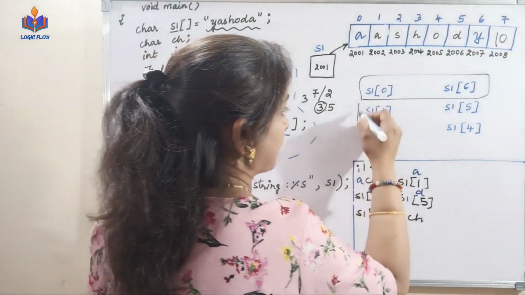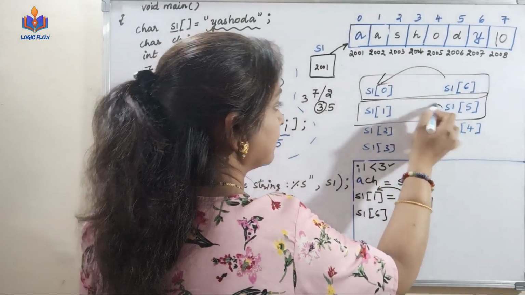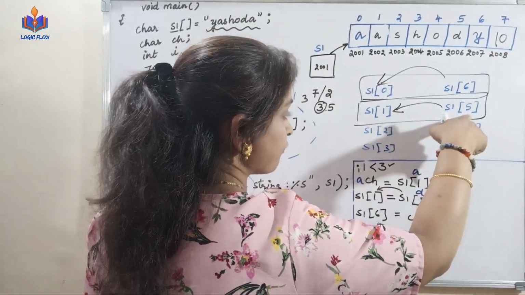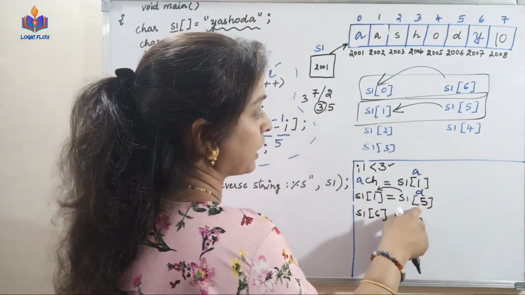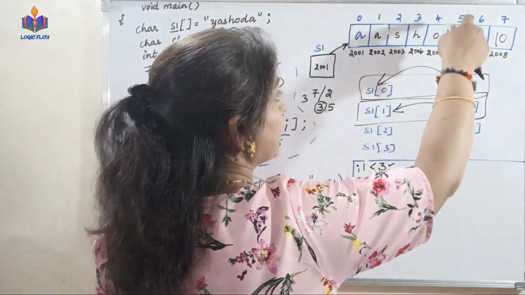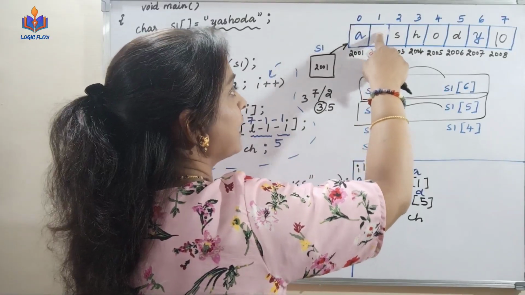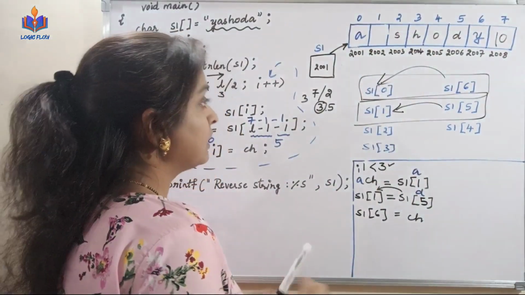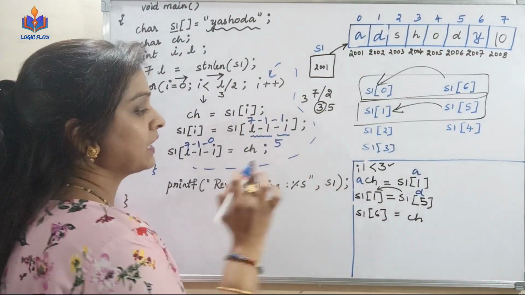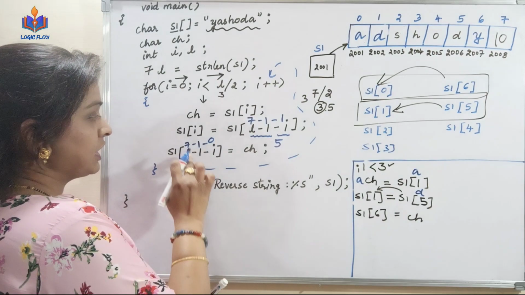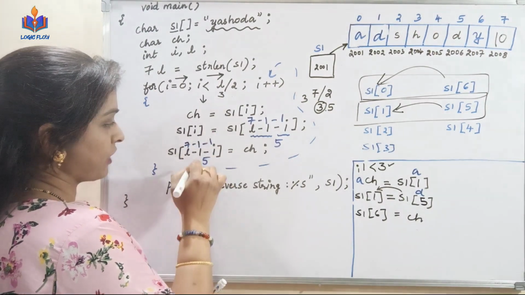So this one I am doing now. S1 of 5 to be stored in S1 of 1. So S1 of 5, what do we have? It is D. That I need to store into S1 of 1. So here I'll get the new value, that is D. Okay. Next. S1 of 7 minus 1 means it is 5.